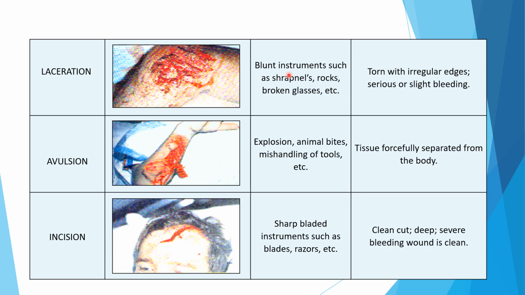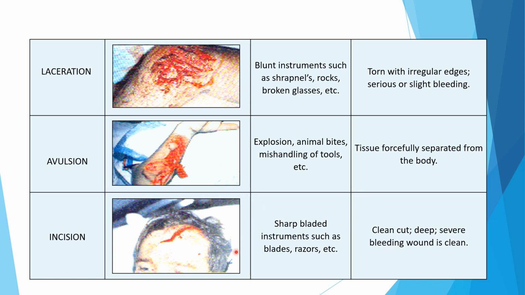And then we have your avulsion. Ito po kamay, natanggal po yung part na po ng ano. This is a cause of your explosion, animal bites, mishandling of tools, etc. So, that's your avulsion. So, avulsion, kung man sa pa, gawas ang pari o gawas ang unod. So, tissue forcefully separated from the body. Okay, that's your avulsion.